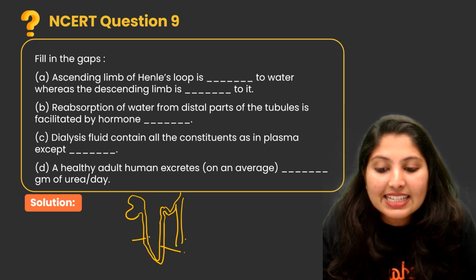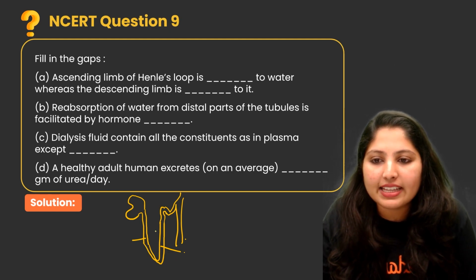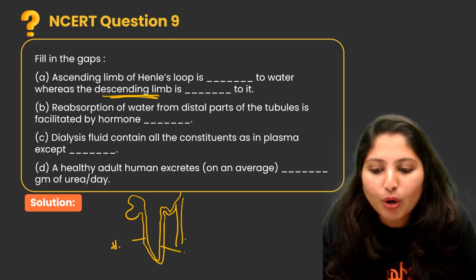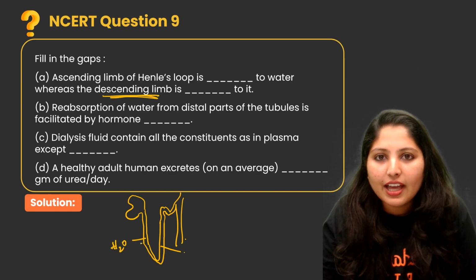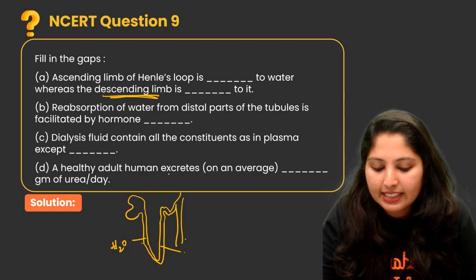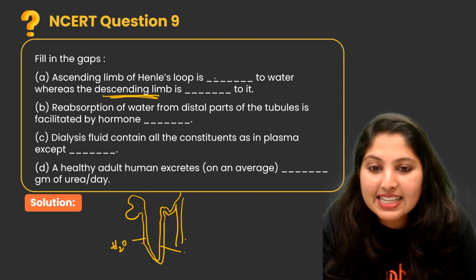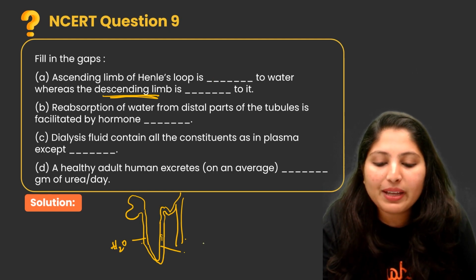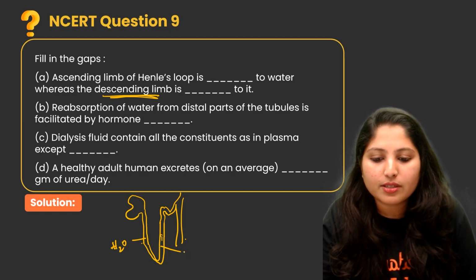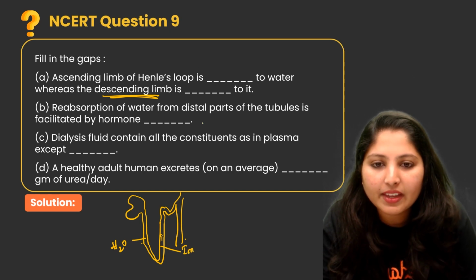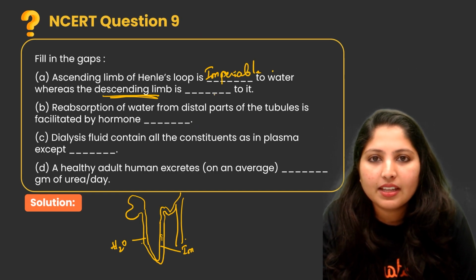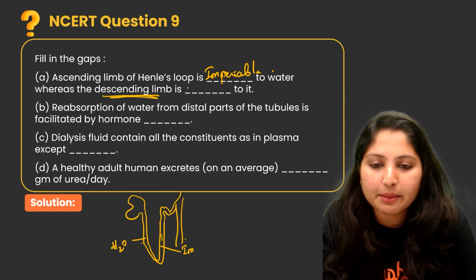The descending limb is permeable to water. The ascending limb is impermeable to water. So this is impermeable, and this is permeable.